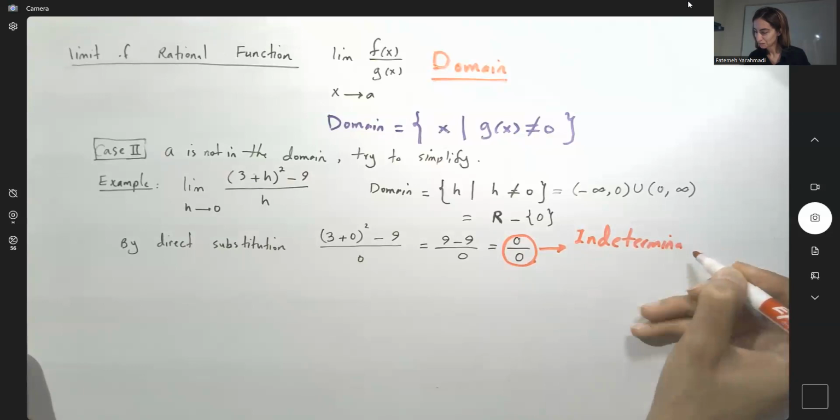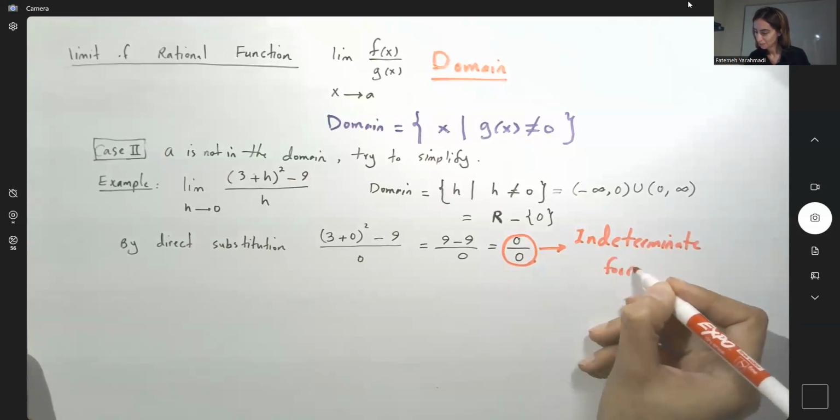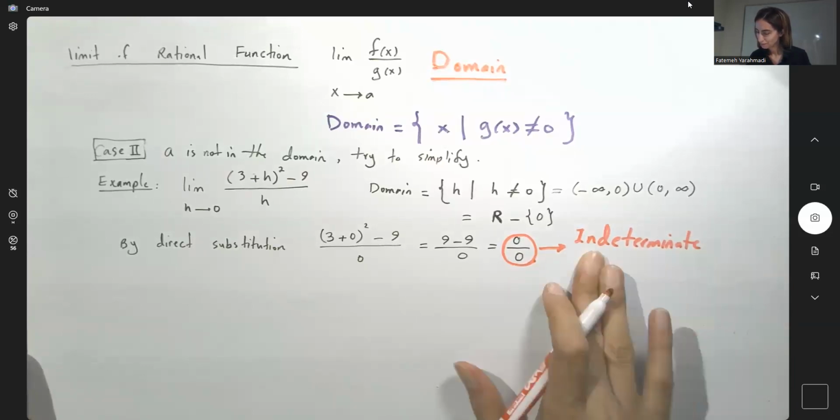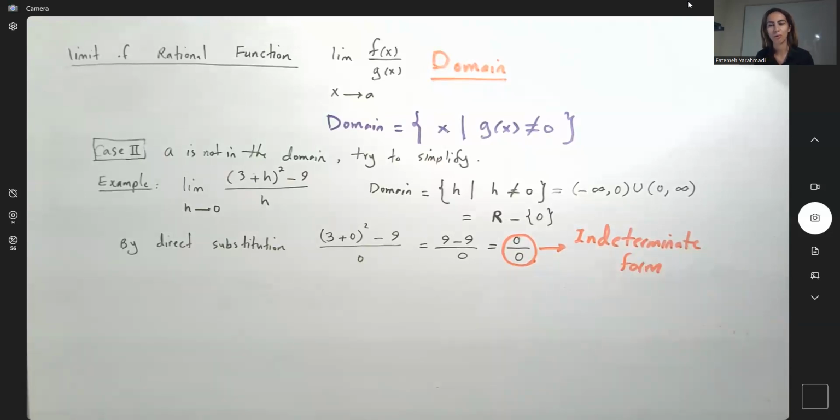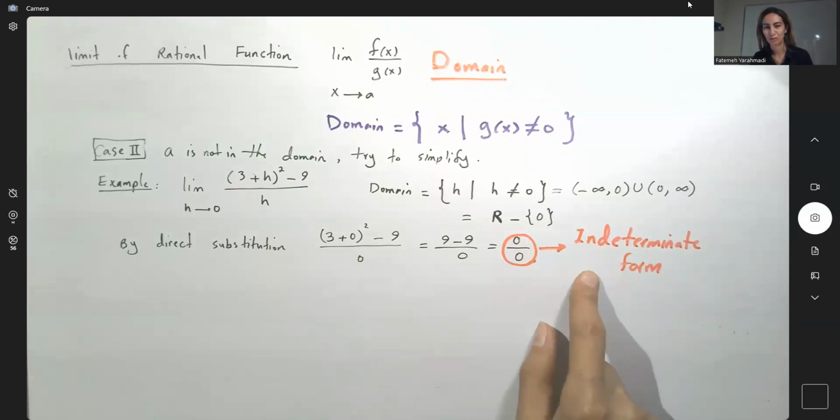Indeterminate form. This is one of the indeterminate forms that we have in calculus. We have more, and as we go along in the course, I will show you how to identify those. 0 divided by 0 cannot be simplified. It is called indeterminate form.